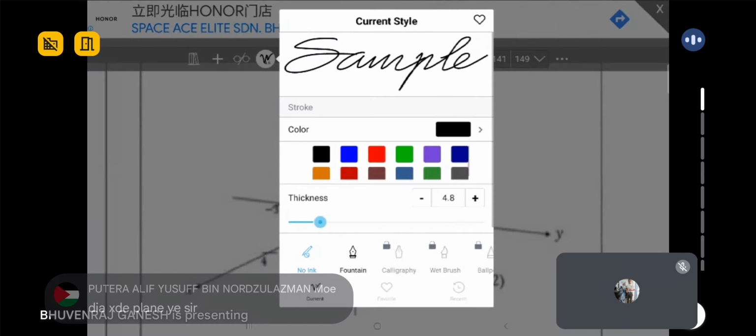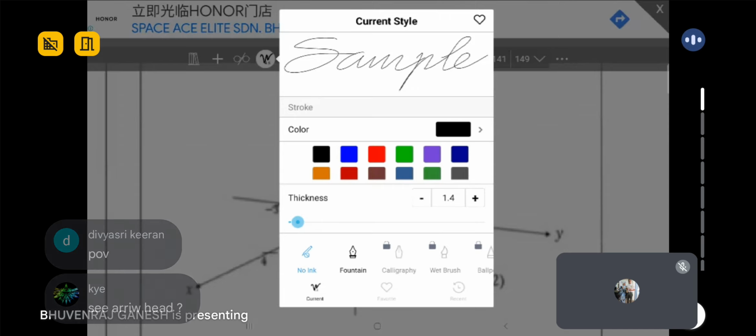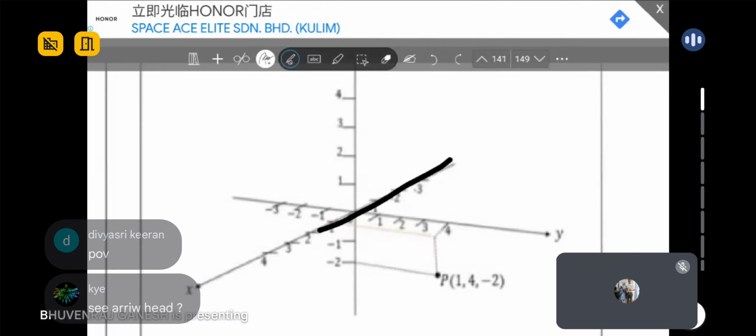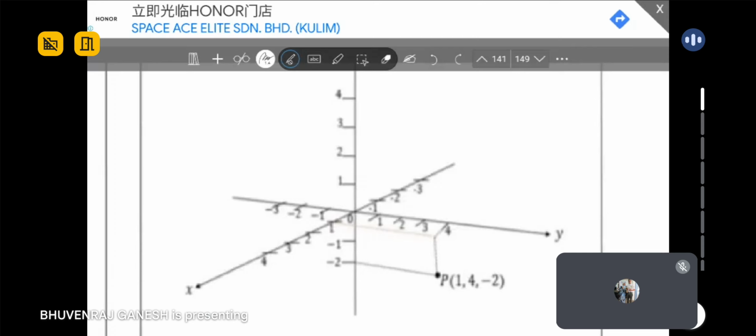Dia tak ada plane. Tak ada. Guys, you don't have plane over here. It's just a point. See arrowhead. Yes. Very smart. Very, very smart. Guys, you must always follow the arrow. Tengok anak panah tu kat mana.